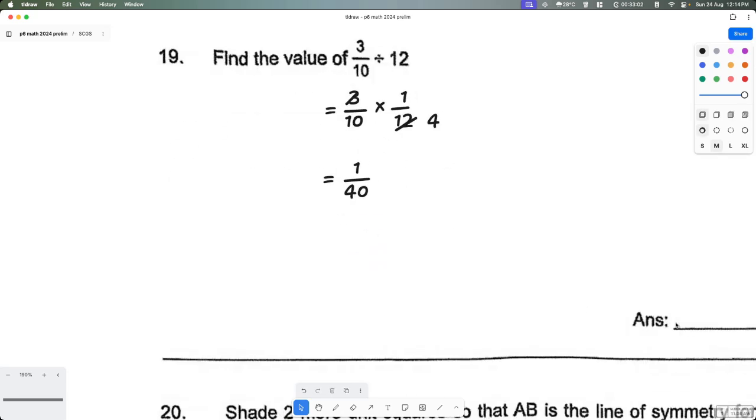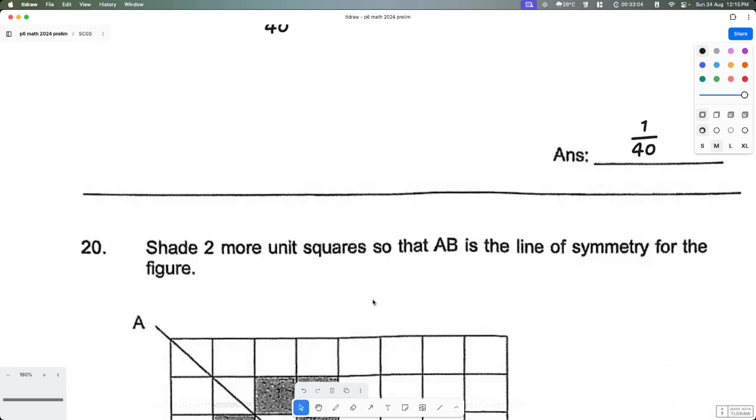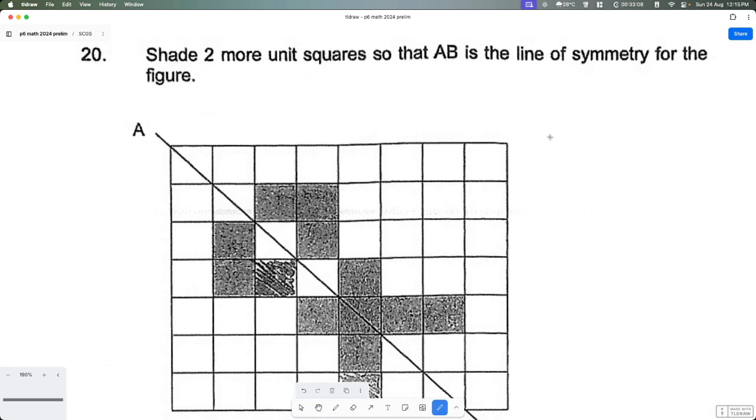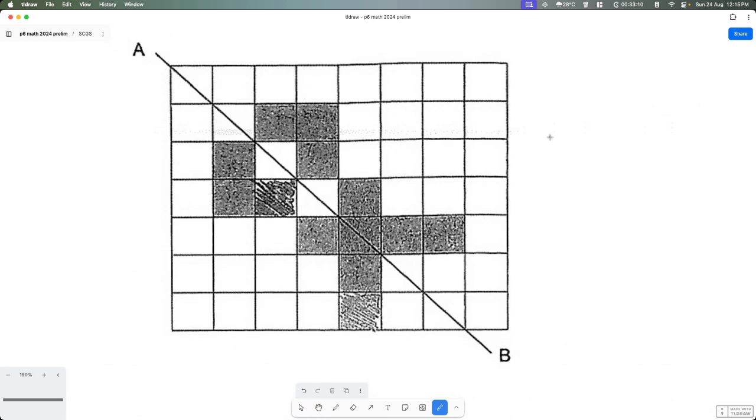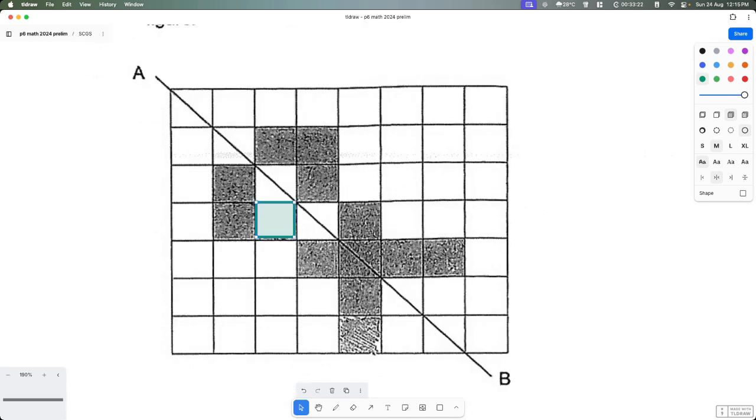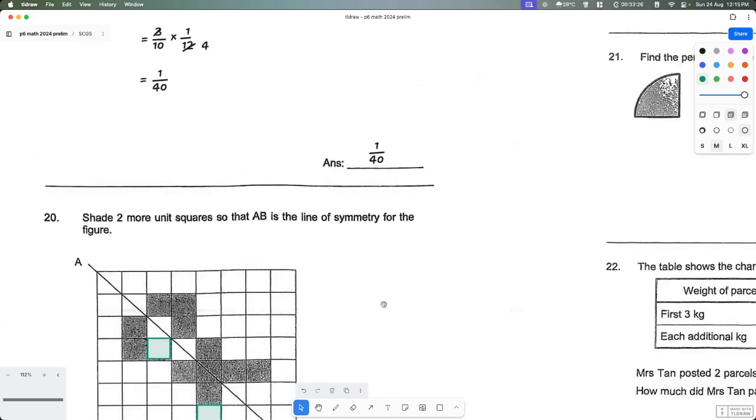Okay, let's move on to the next question. Question 20. Shade 2 more unit squares so that AB is the line of symmetry. They have shaded for us. But in this case over here, if I were to look at it closely, so this is actually this one, right? And this one as well, right? Like this. Okay, that's it. Let's move to the next one.